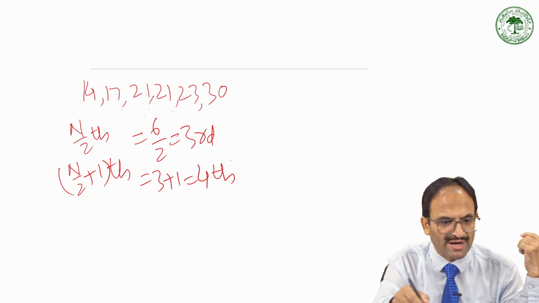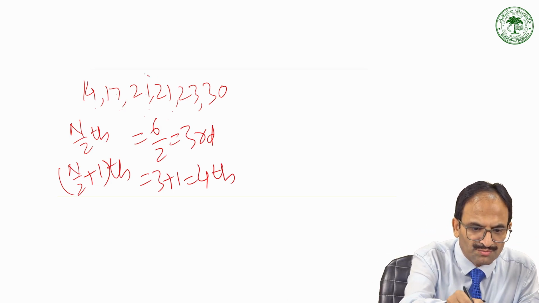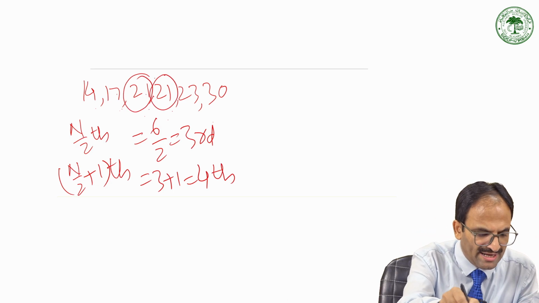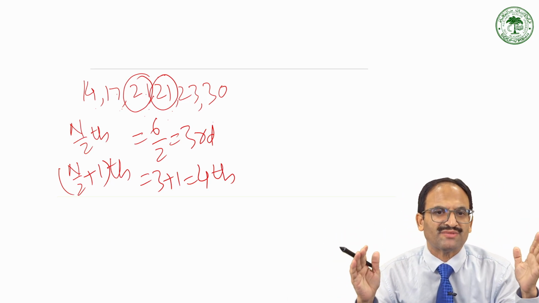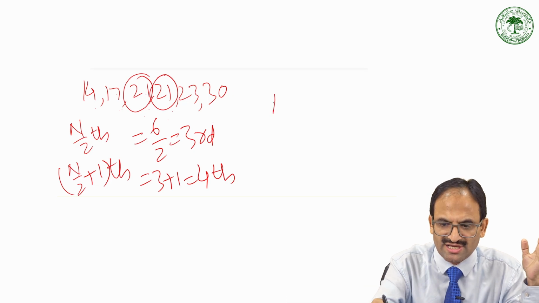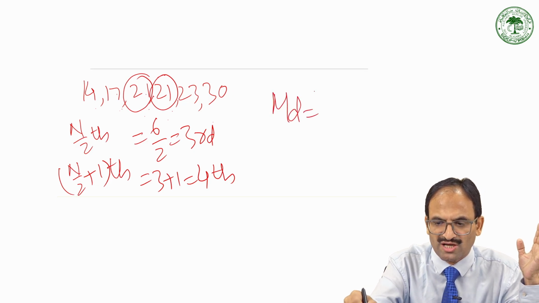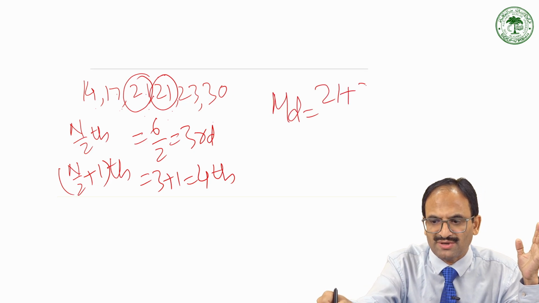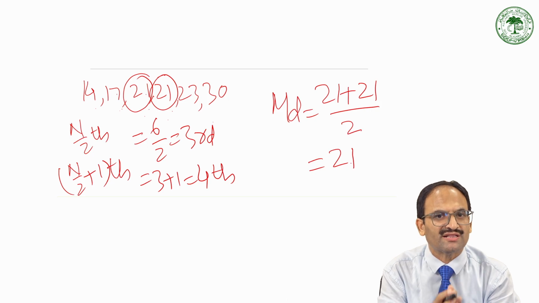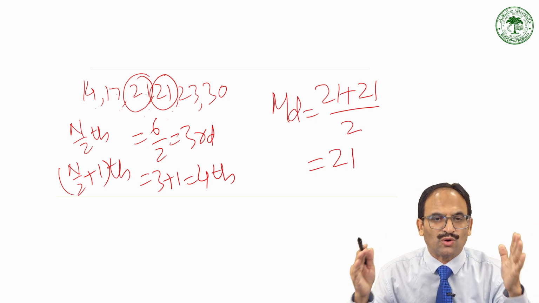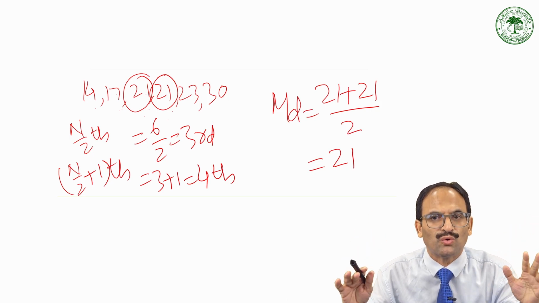So in the data located here, both the third and fourth terms come out to be the same, that is 21. So in this case, the median will be equal to 21 plus 21 divided by 2, and finally we will get 21. So 21 in this case comes out to be the median of this whole data set.